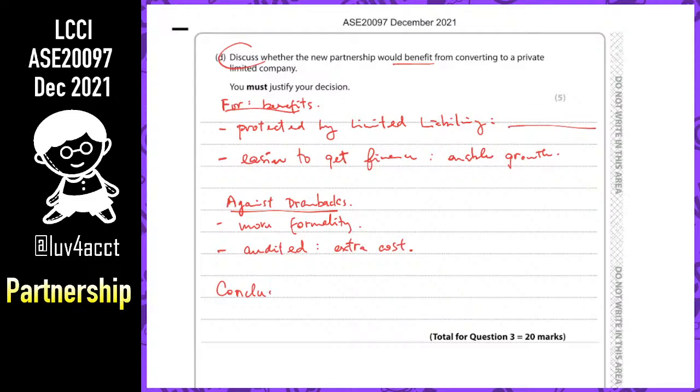Usually, I would prefer to say that it is beneficial. So it would be nice for them to change to a limited company. Five points, they are not very demanding, but make sure you have enough points. If you have 2 points or 3 points, it would be nice, because they have positive markings.